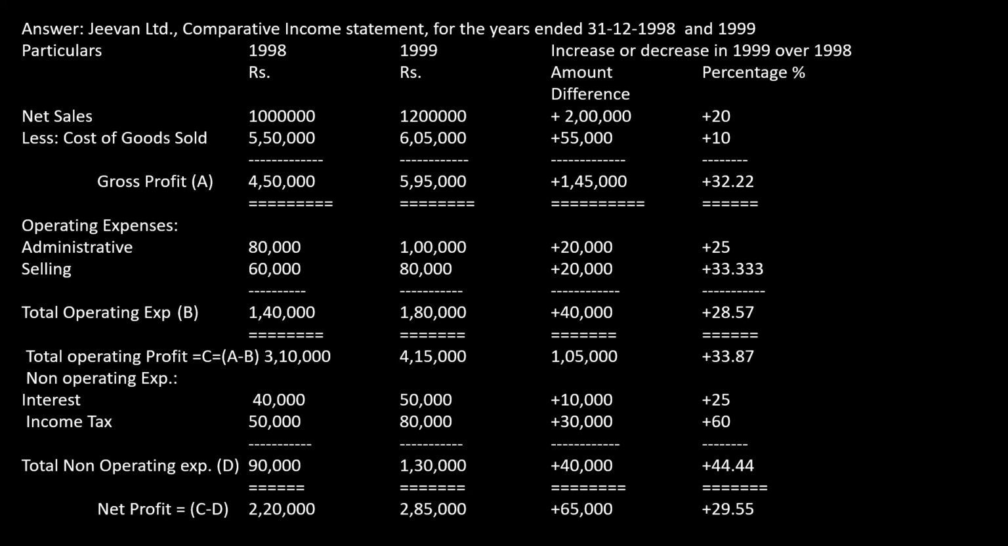Now the sales has increased to 12 lakh in 1999, the next year. So the real net increase is only 2 lakh. What is the percentage of 2 lakh from the 10 lakh? In other words, the difference amount, 2 lakh, divided by 10 lakh into 100 will give me 20%. That is the last column.